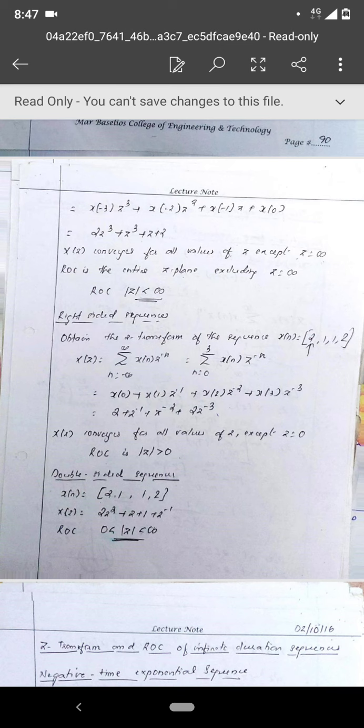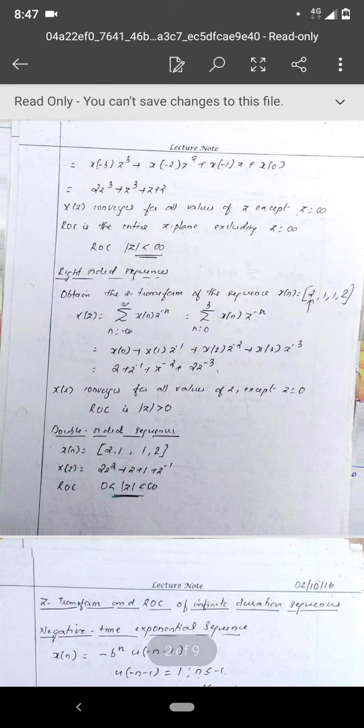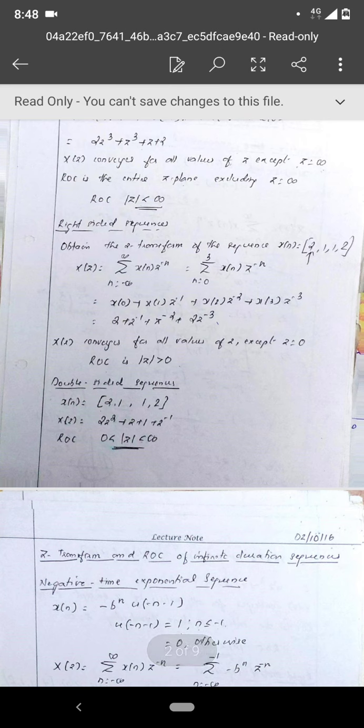The only thing you have to do is, instead of x of 0 you substitute 2, instead of x of 1 you substitute 1, instead of x of 2 you have 1, and instead of x of 3 you have 2. You get 2 plus z raised to minus 1 plus z raised to minus 2 plus 2 into z raised to minus 3. You can tell that this converges for all values of z other than z equal to 0. So what happens if z is equal to 0? z raised to minus 1 is 1 by z, z raised to minus 2 is 1 by z square, and z raised to minus 3 is 1 by z cube. If you substitute z is equal to 0, 1 by 0 is nothing but infinity.